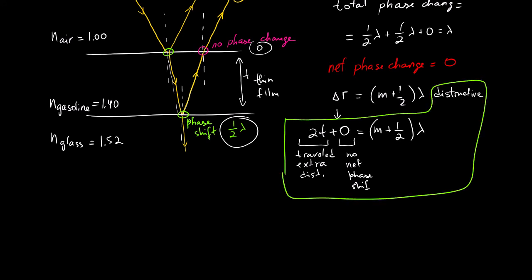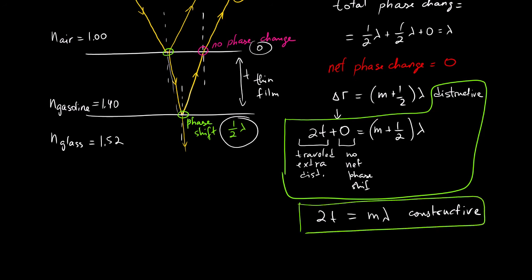Okay, for the constructive interference, similar analysis will give us 2t equals m lambda for constructive. As you can see, in every case it is different, and it is all about the phase shift, finding the total net phase shift in this situation.